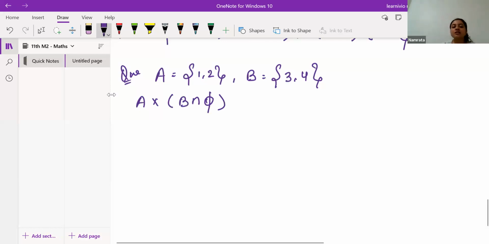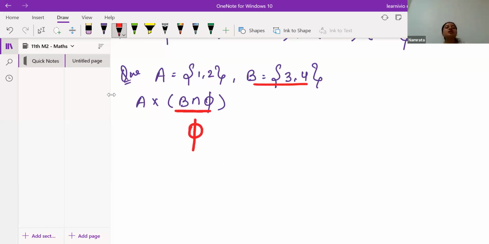We have already discussed the concept of intersection. So set B intersection empty set will be what, Lena? Empty set only, because there will be no common element. If there is a null set, nothing. If set B has elements 3 and 4, then what is common between both sets? Nothing will be common. Again, the null set.